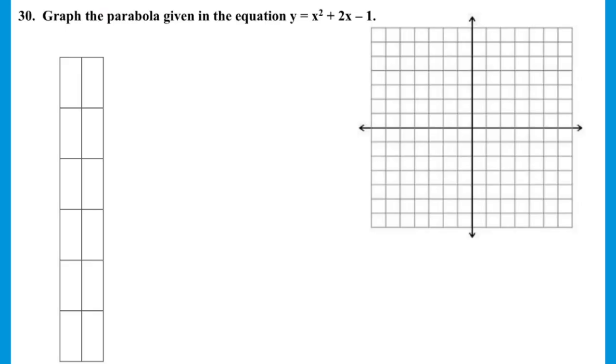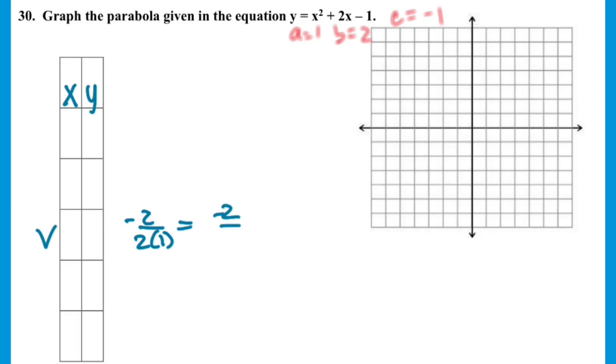Lastly, I need to graph my parabola here, and I do this by, here's my x and my y, and I need to find my vertex first, which is negative b over 2a, right? Again, I have my a equals 1, b equals 2, and c equals negative 1. And I go ahead and substitute those values into my vertex, solving for that, and I get negative 2 over 2, which is negative 1.